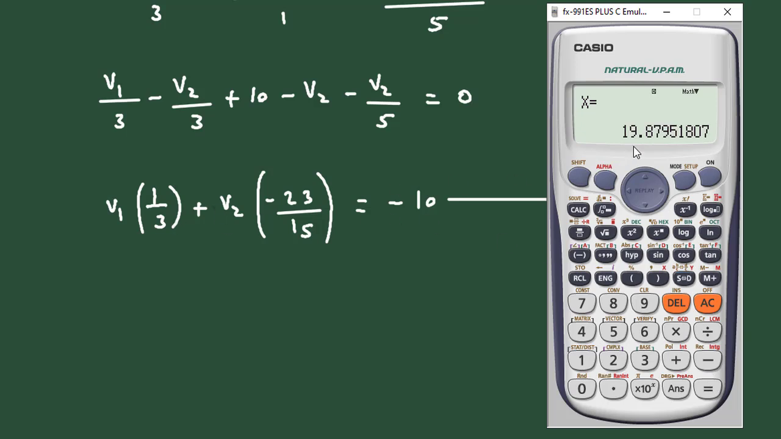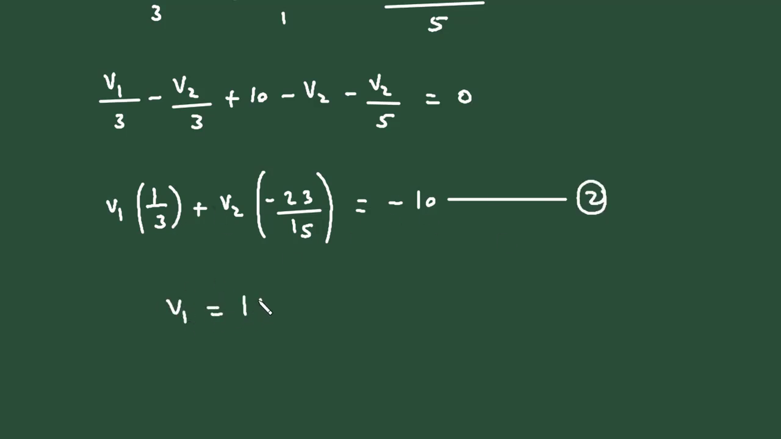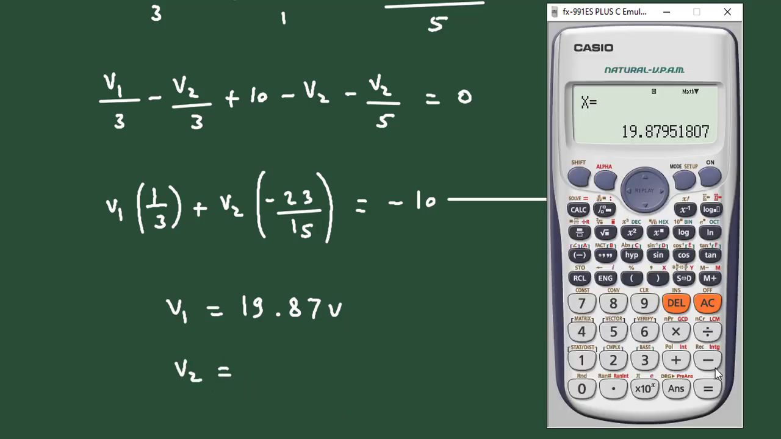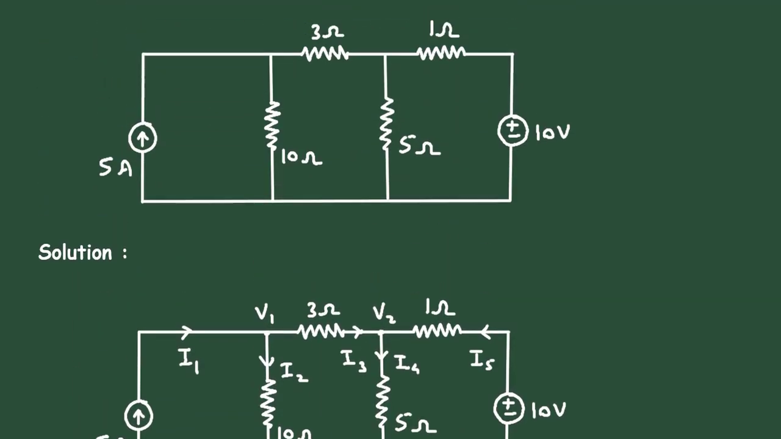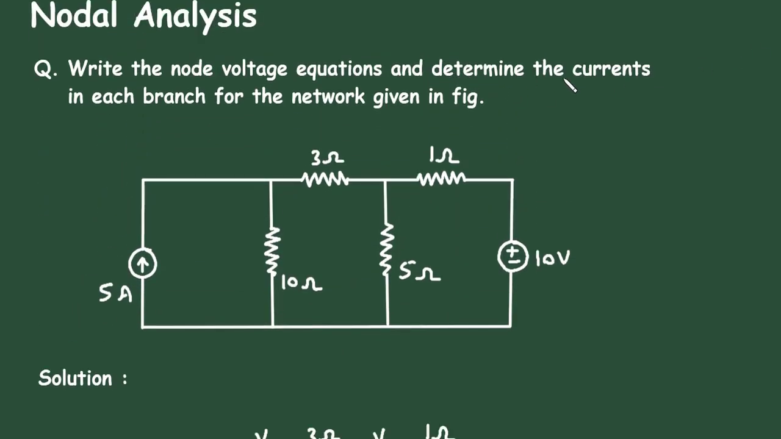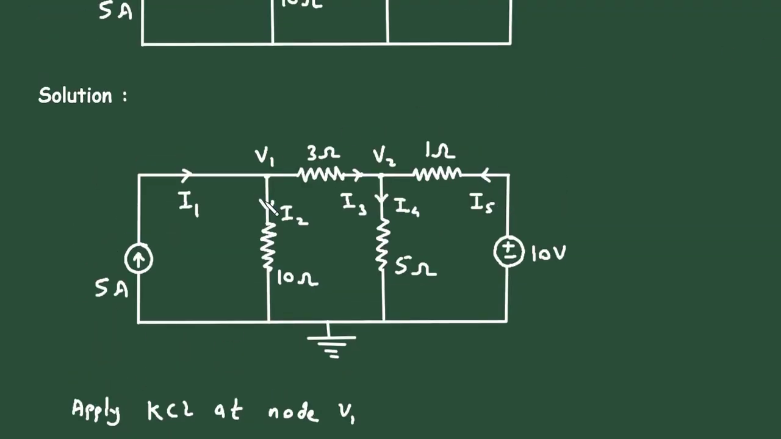So therefore V1 is equal to 19.87 volt, and V2 is equal to 10.84 volt. Now next, we have to determine the current in each branch for the network. So we have to determine I1, I2, I3, I4 and I5.